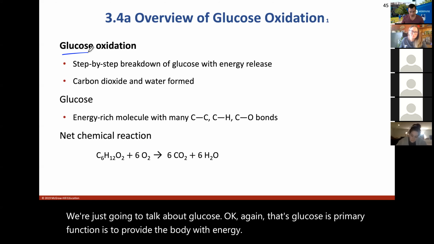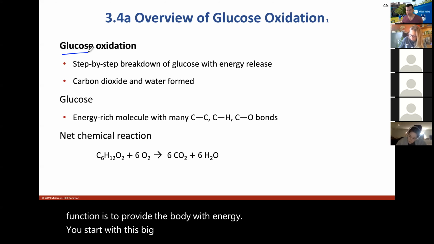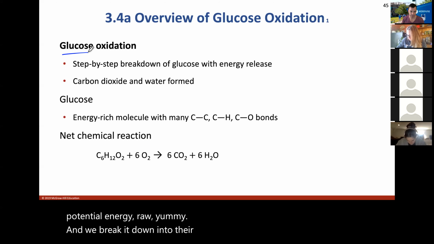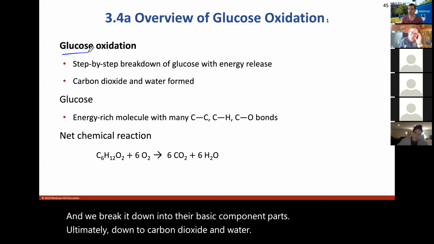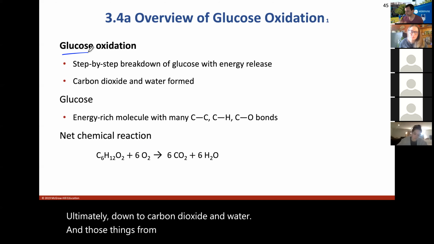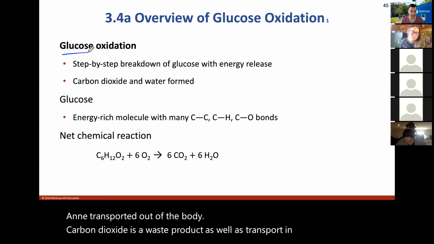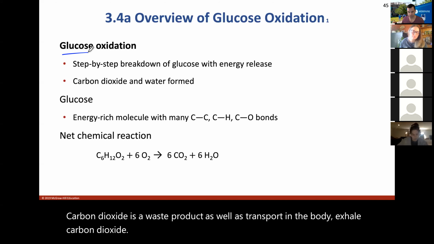All right. You start with this big old molecule called glucose, bunch of bonds, lots of potential energy, yummy. And we break it down into their basic component parts, ultimately down to carbon dioxide and water. And those things, from an energy standpoint, nothing to them. Water is removed and transported out of the body. Carbon dioxide is a waste product as well. It's transported out of the body. Exhale, carbon dioxide. Sweat, urinate, water removed.